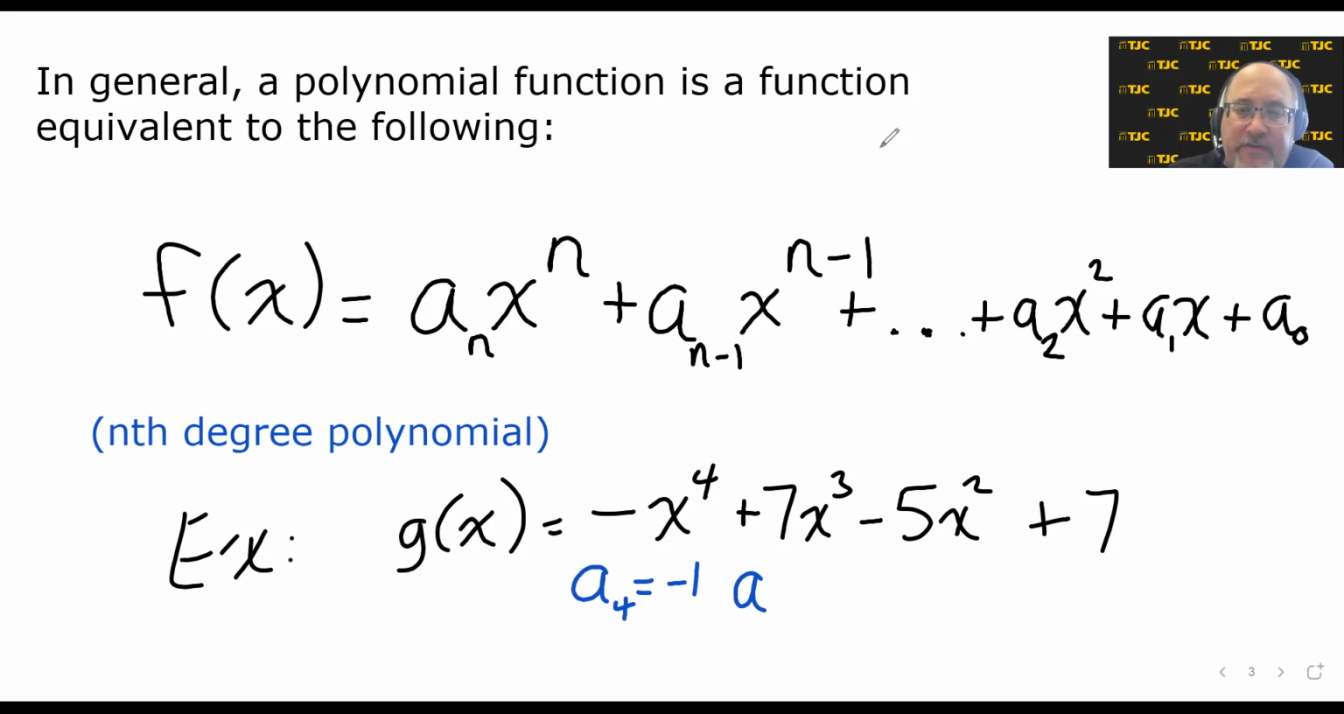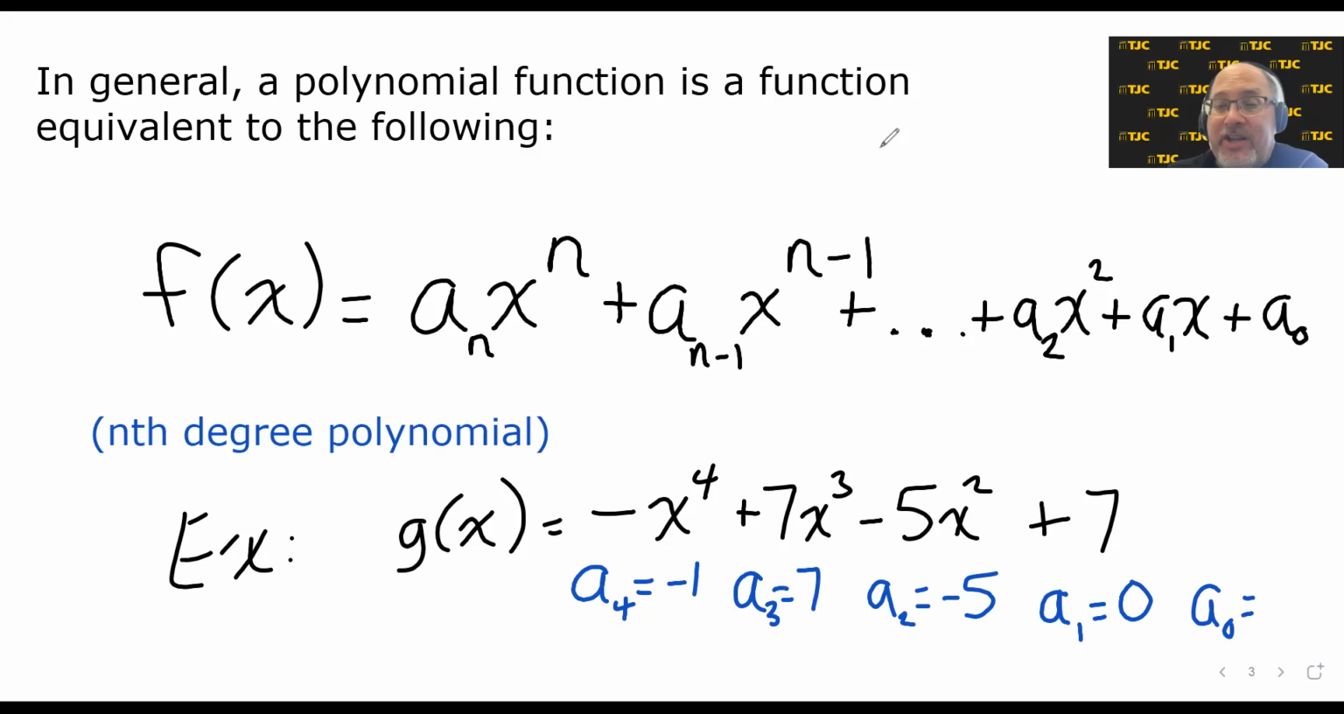The coefficient of x to the 3rd would be a_3 equals 7. The coefficient of x to the 2nd, a_2, would be negative 5. The coefficient of x to the 1st: there is no x to the 1st power, so its coefficient is 0. And then the constant term, or the number with 0 x's on it, hence a_0, is 7. So that's all this is saying at a generic level.